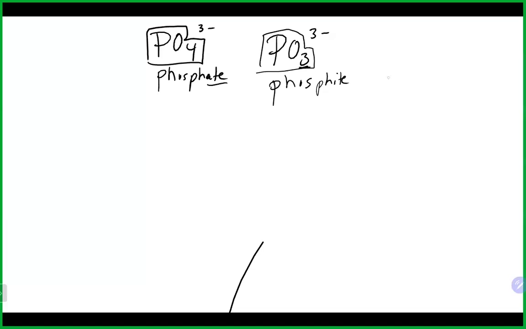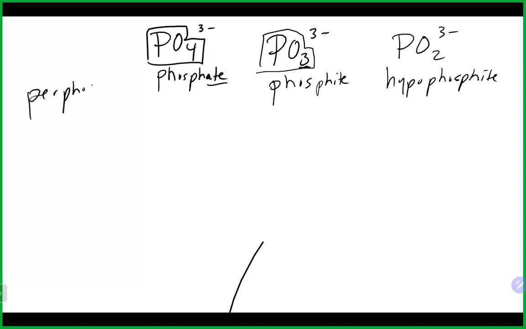What would hypophosphite be? Well, we just keep dropping off one oxygen at a time, right? PO2 3 minus. What would perphosphate be? Yeah, PO5 3 minus. Again, nothing changes.